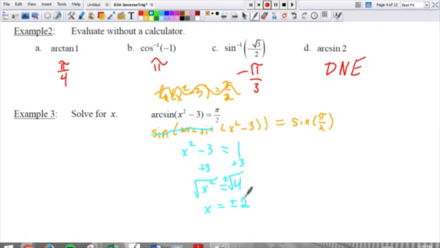Now, children, kiddos, people, gente, make sure both of these solutions work. Where does positive 2 work? Positive 2 squared, 4, minus 3, 1. Is arc sine of 1 pi over 2? Yes. Negative 2 squared, positive 4. Positive 4 minus 3, 1. Arc sine of 1 is pi over 2. Check, check, check.